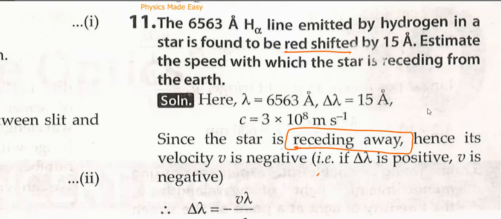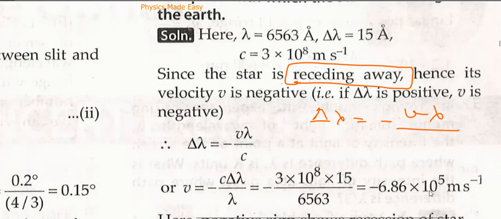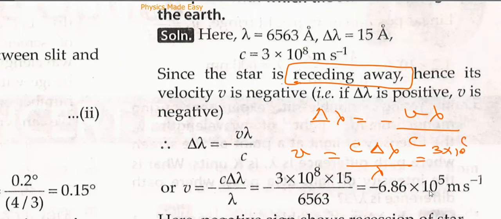So the formula that I shall be using for redshift, we take negative sign, and this is very important. And from here we calculate the value of V. Value of V will come out to be C into delta lambda divided by lambda. Now C is given 3 into 10 raised to power 8. Delta lambda is given, I think, 15 angstroms, and lambda is given 6563. From here we can make calculations and we can get the value of V to be 6.86 into 10 raised to power 5 meter per second.